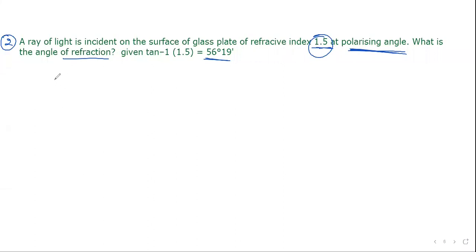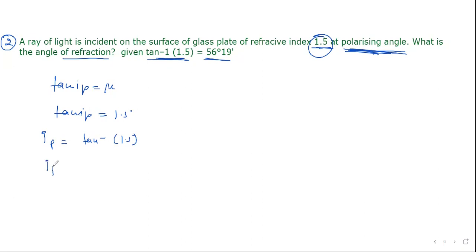So let's write Brewster's law here. Brewster's law said that tan IP should be equal to the refractive index, because they said it's a polarizing angle. So tan IP should be equal to mu, and mu is given to us as 1.5. So let's find your polarizing angle. That becomes tan inverse of 1.5. And this is already given in the question, that tan inverse 1.5 is equal to 56 degree and 19 minutes. This is your angle of incidence, which is the polarizing angle.